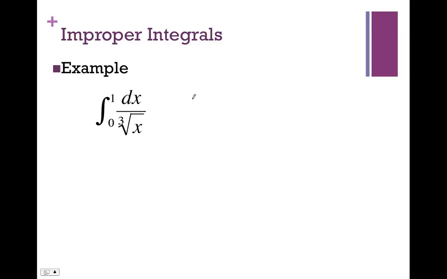Let's return to our warm-up, okay? So what's the problem? The problem is 0. So I'm going to rewrite this as the limit as, let's call it a, approaches 0 from what direction? From the right of the integral of, I don't really like this, I'm going to rewrite this in the numerator as what? x to the negative 1/3 dx. Okay, and I'm integrating from a to 1.